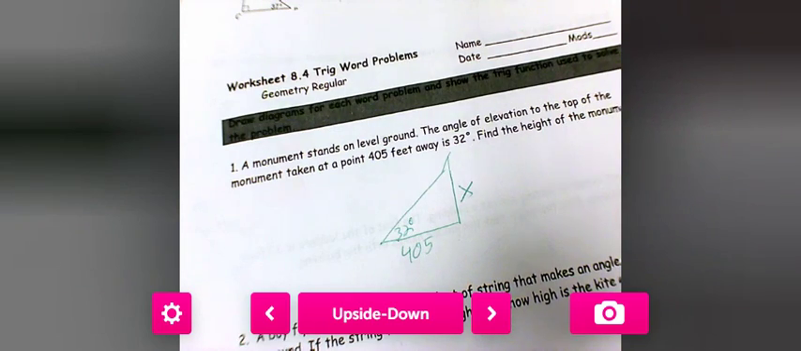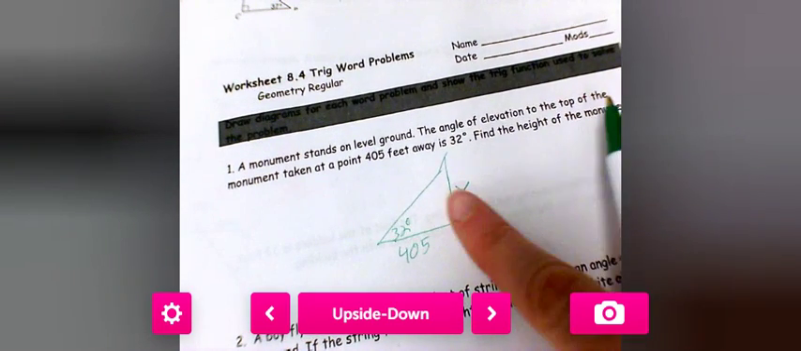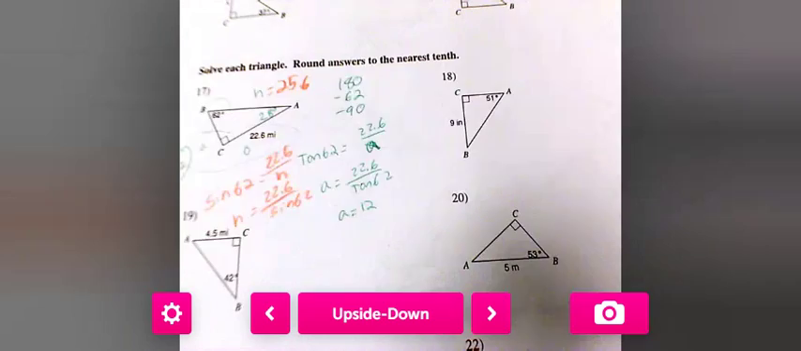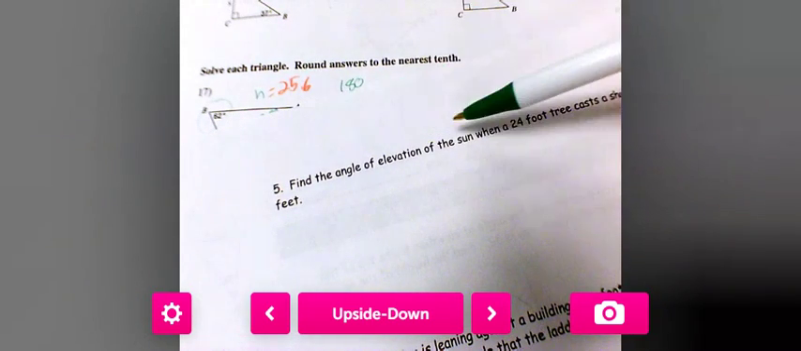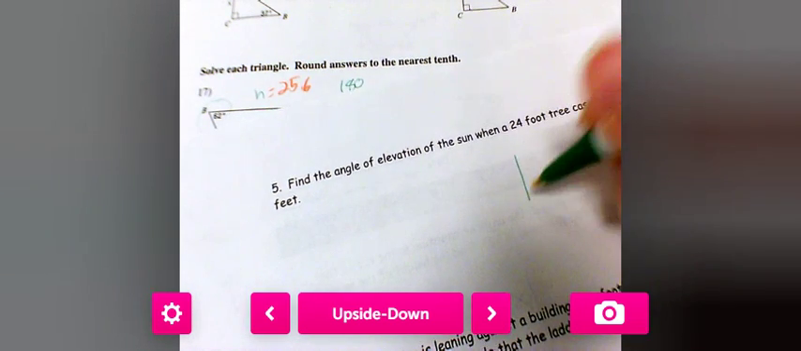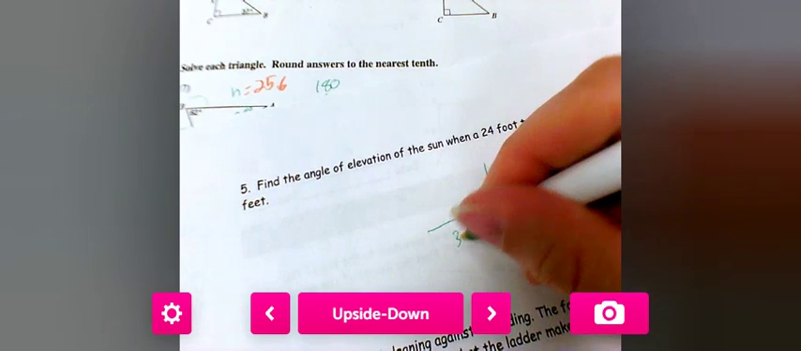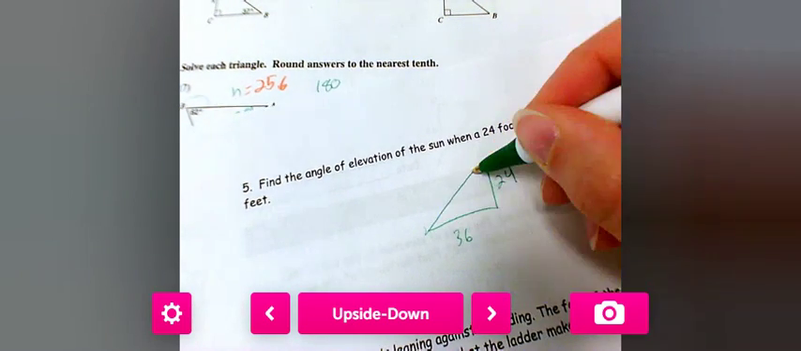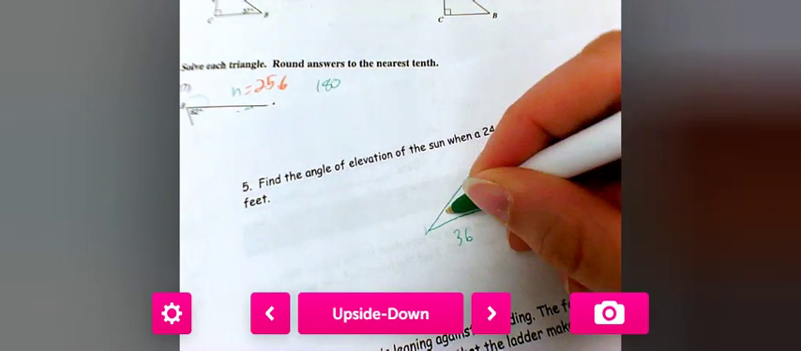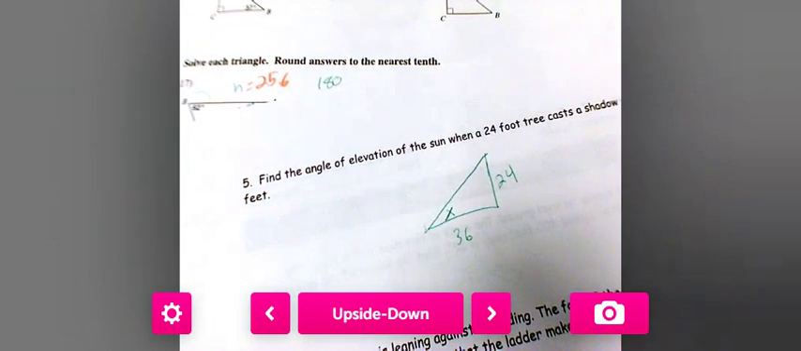Let's turn it over and I'll set up one on the back. You have to actually finish this. You have to find X. But I'm just making sure you can set up the problem. All right, 5. Find the angle of elevation of the sun when a 24-foot tree casts a shadow of 36 feet. So we've got a 24-foot tree, so that goes straight up and down. Shadows go along the bottom, that's 36 feet. I want to find an angle of elevation, so that means this angle right here. Okay?